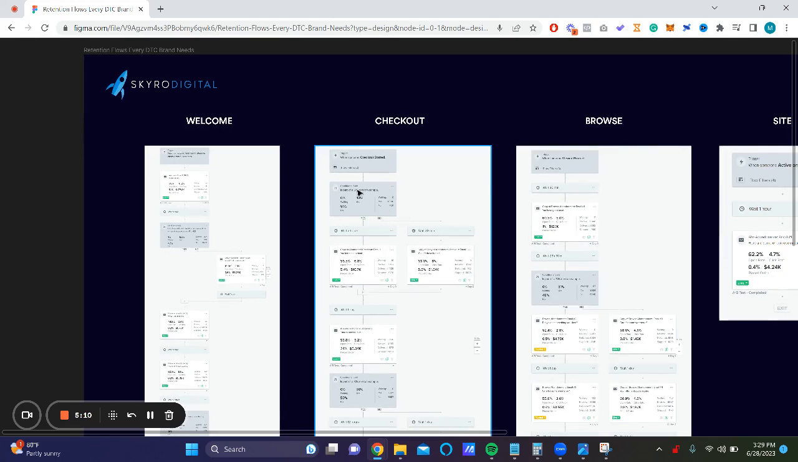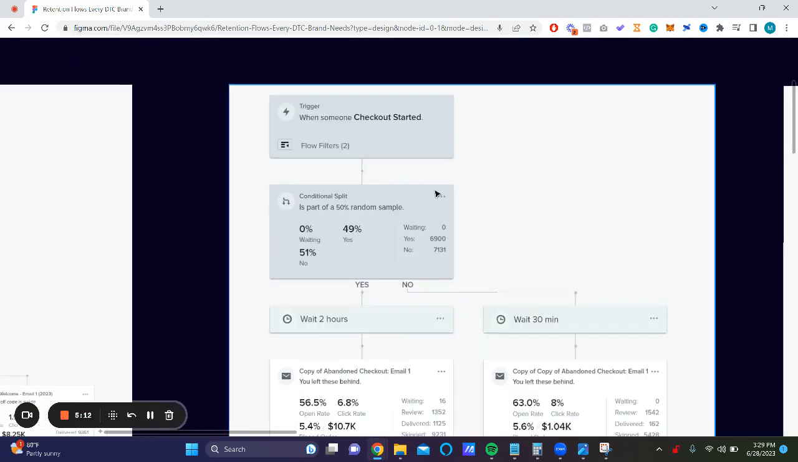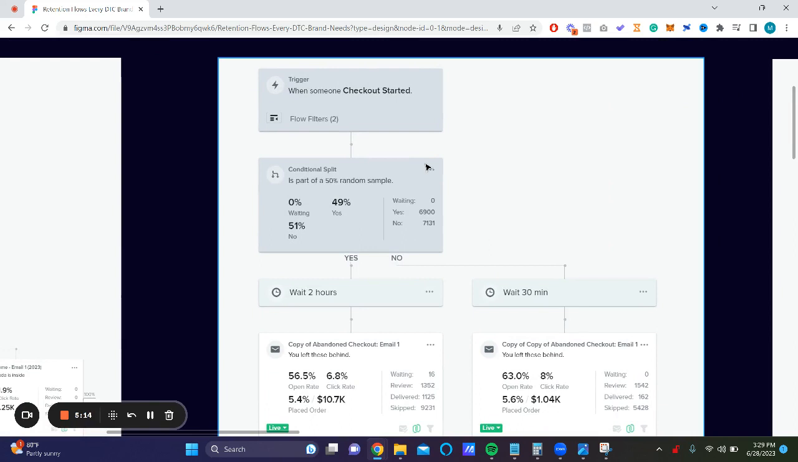So next we have the abandoned checkout. This one is relatively self-explanatory. Essentially, we're going to be following up with anybody who adds a product to their cart and then initiates checkout. So keep in mind that this is going to be separate from the standard abandoned cart, in that it's only triggered when somebody starts a checkout.